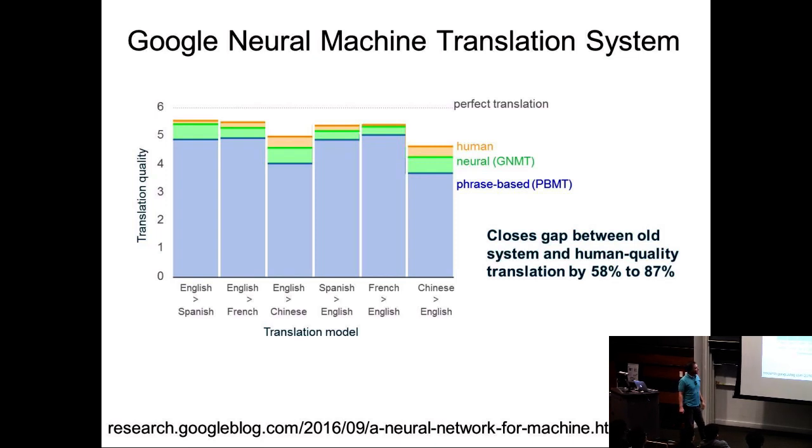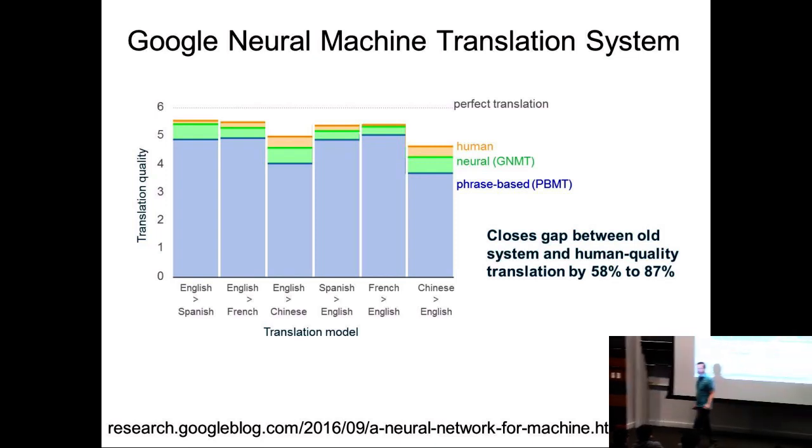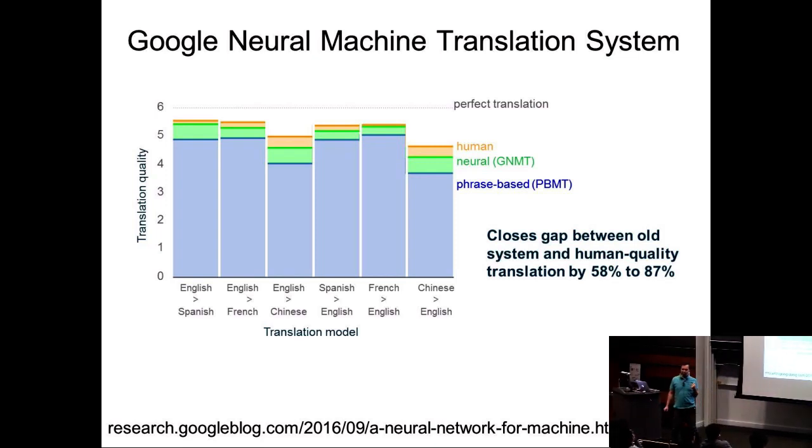A lot of traditional machine translation systems were based on phrase-based translations, right? And this was the previous state of the art. You can see that this neural machine translation system closes the gap between the old system and human quality by improving the quality of translations by about 58 to 87%. From Spanish to English, you are pretty much close to human-level performance, right? From English to Chinese, you still have some room to improve. But from English to Spanish, Spanish to English, French to English, I mean, look at French to English. You're pretty much on par with human-level translation, which is remarkable.